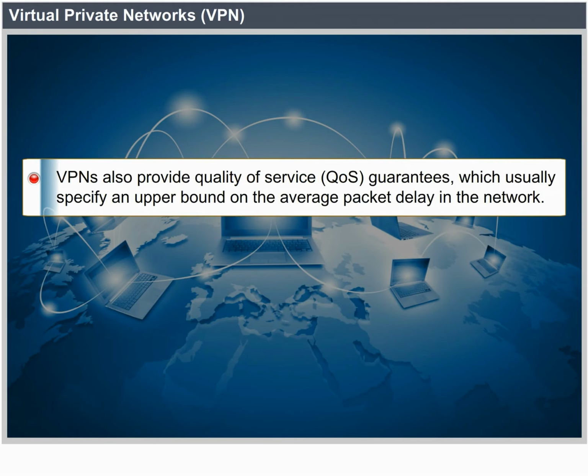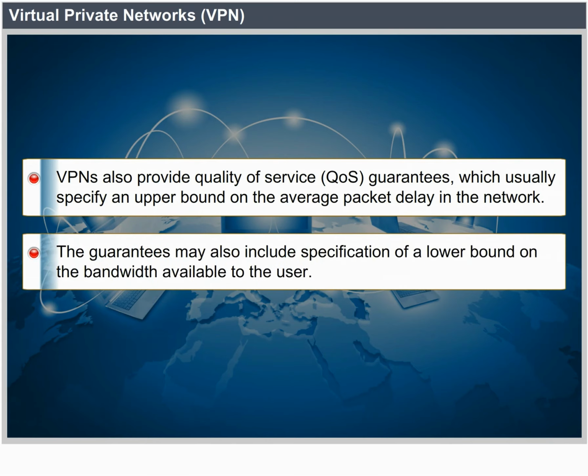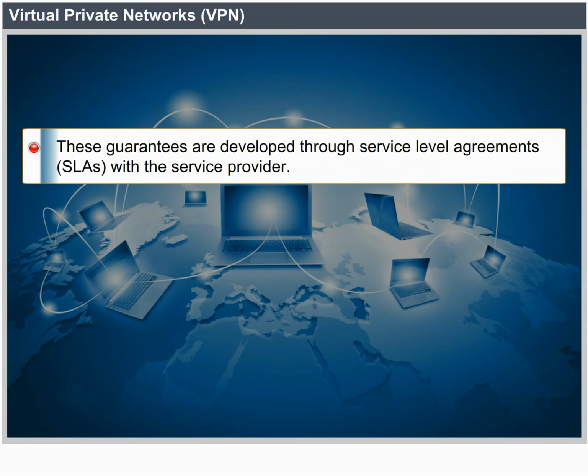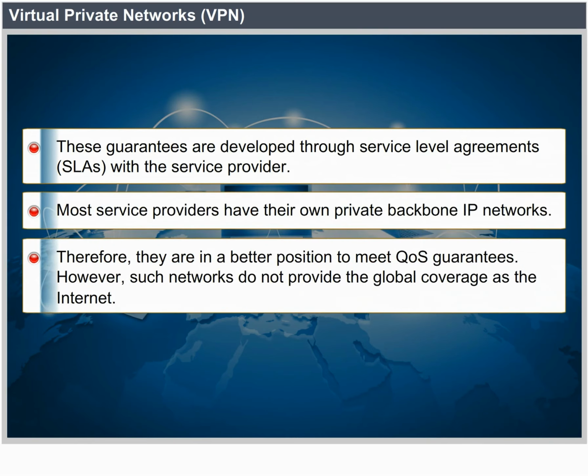The guarantees may also include specification of a lower bound on the bandwidth available to the user. These guarantees are developed through service-level agreements (SLAs) with the service provider. Most service providers have their own private backbone IP networks. Therefore, they are in a better position to meet QoS guarantees. However, such networks do not provide the global coverage of the Internet.